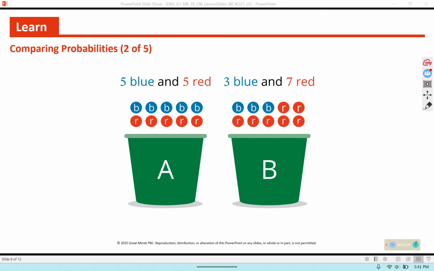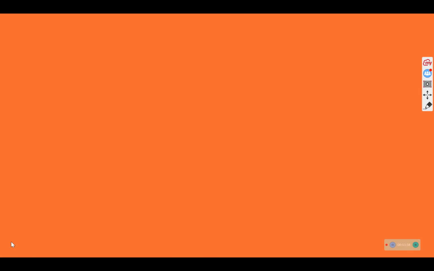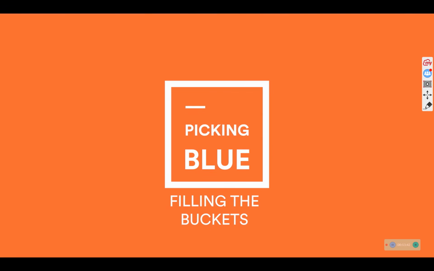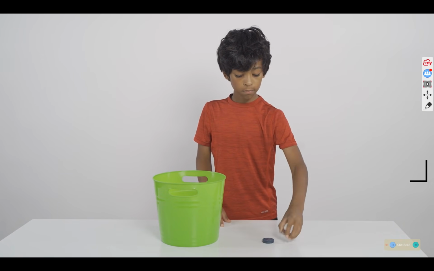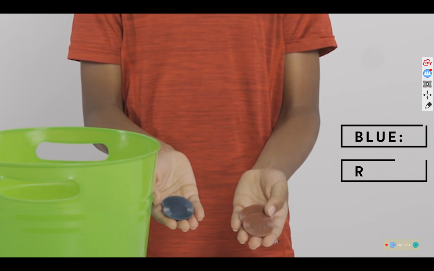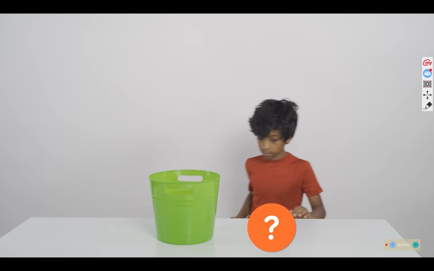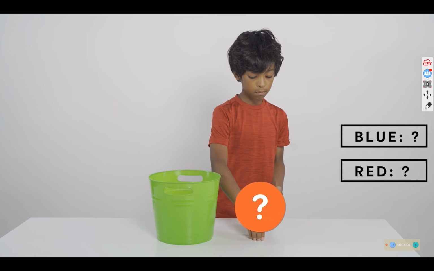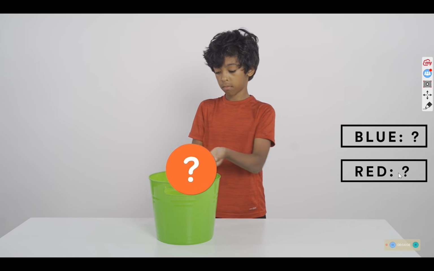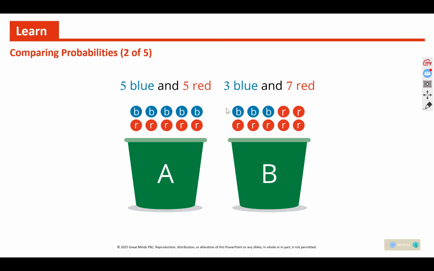So here is what it looks like inside of bucket A and bucket B. So you can tell that you have a greater probability of selecting a blue from bucket A over bucket B. And you can see that the theoretical probability is 0.5 because it's half, and this one is 0.3 because it is 3 out of 10 chips altogether.